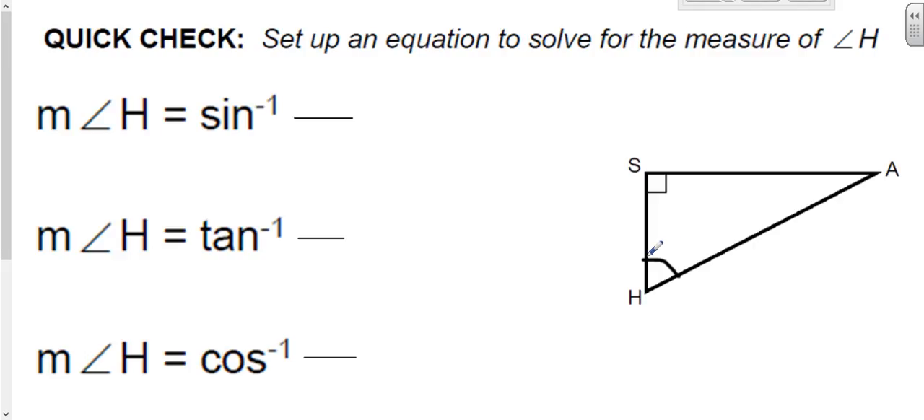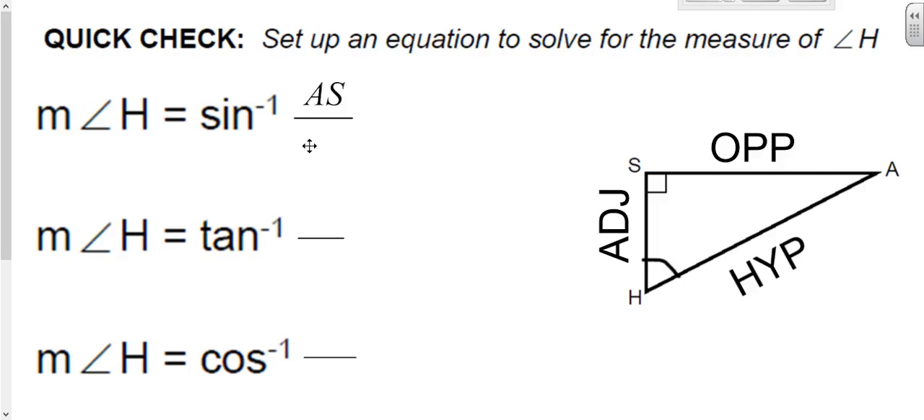Still the first step, just like the other ones, we mark the angle. Second step, label the sides. We've got hypotenuse over here, which I abbreviated. Opposite this angle, opposite (OPP), and there's adjacent. So to use the inverse sine, I have to have the side opposite, which is SA or AS, over the hypotenuse, AH. So there's that one.